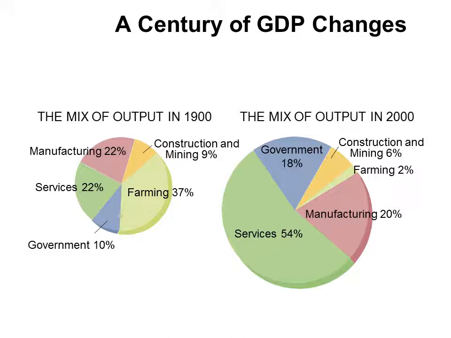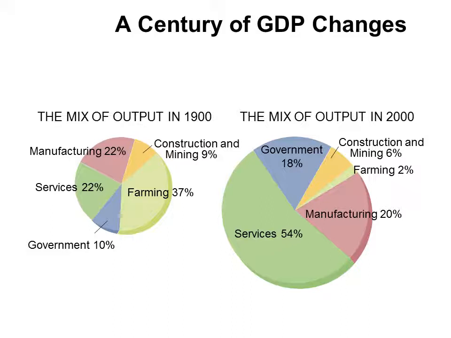So look at farming in 1900, 37% of U.S. GDP. So we were an agrarian country, right? We were an agricultural nation. In 2000, farming fell to, wow, only 2% of our economic output. That's kind of crazy to think about what a difference that made. Farming fell from 37% in 1900 to a mere 2% in 2000.